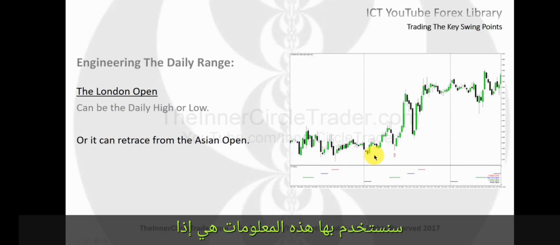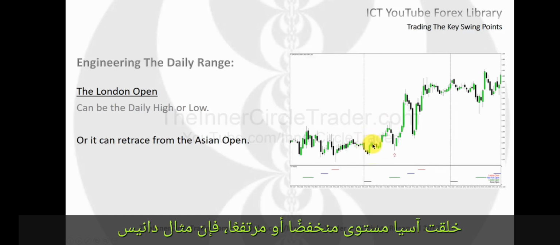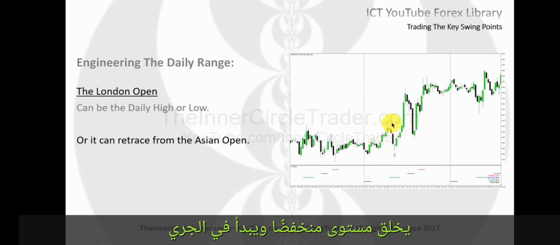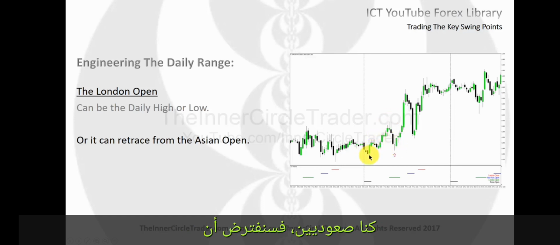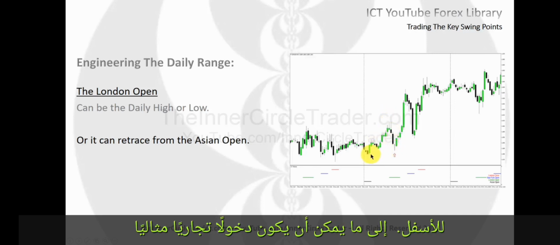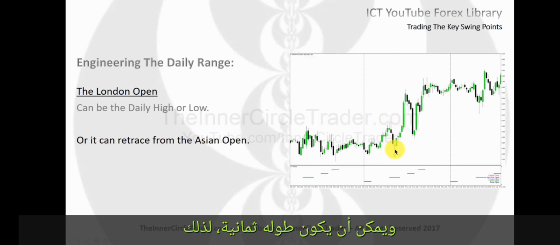So the way we're going to use this information is if Asia creates a low or high today, in this example, it creates a low and starts to run and expands outside of the Asian range, this drop down in London is typically going to be a retracement of the initial leg or impulse leg of the intraday move. If we're bullish, we're going to assume that Asia creates the low and we're retracing down into what would be optimal trade entry, and that could be a long. So London Open can be a part of the move that originates from the Asian Open.